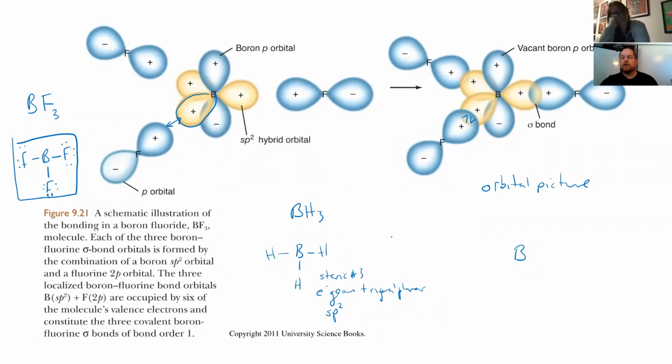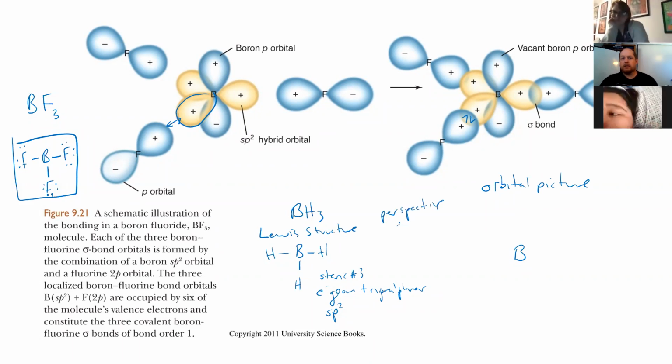And so when you think about that, if you want to depict the orbital picture of this, we've got a couple of things. We've got a Lewis structure. You can take the Lewis structure and do a perspective drawing. The perspective drawing would just be the boron in the middle with the hydrogens splayed out at 120-degree bond angles. And then you could do an orbital picture of this.